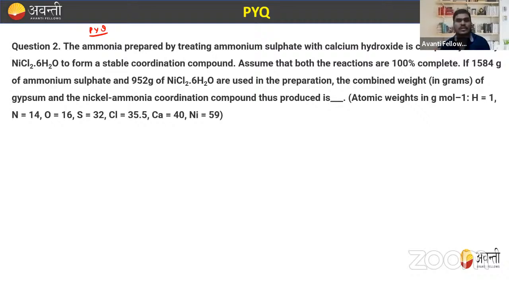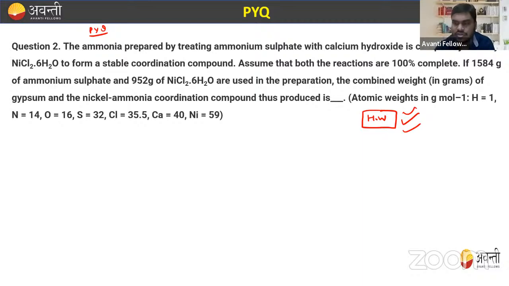If 1584 gram of ammonium sulfate and 952 gram of NiCl2.6H2O are used in the preparation, the combined weight in gram of gypsum and the nickel ammonia coordination compound thus produced is? So this is a homework question for you all. Try to solve this question on your own, right? And if you face any difficulties or problems, then I'll explain this question in the next class, that is tomorrow, right? So let me give some hints so that you are able to solve this question.